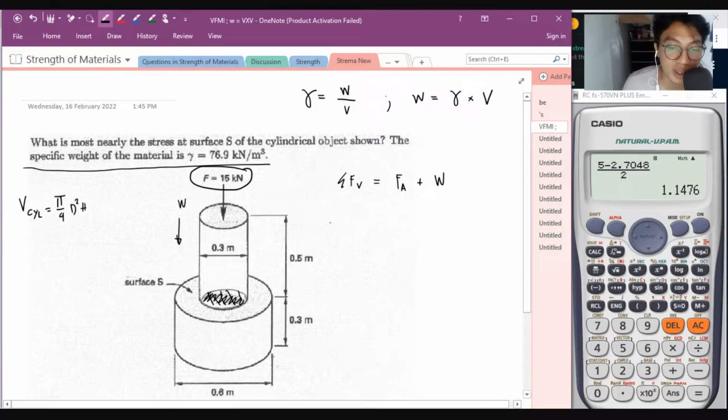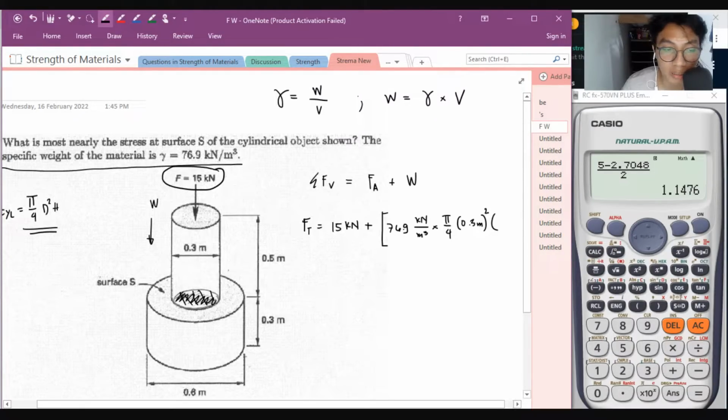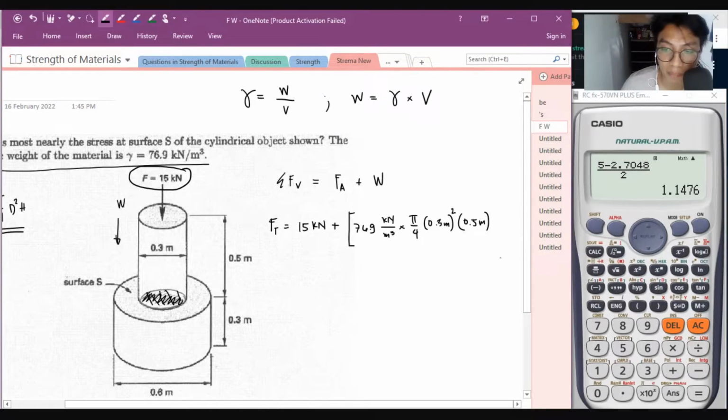Let's sum up all the forces, the total force here. Total force is equal to FA, the applied force, which is 15 kilonewton, plus the volume of the cylinder times gamma. So, 76.9 kilonewton per cubic meter multiplied by pi over 4, the diameter, that is 0.3 meter squared, multiplied by height, which is 0.5. Very basic. Now, what is the total force? We calculate.